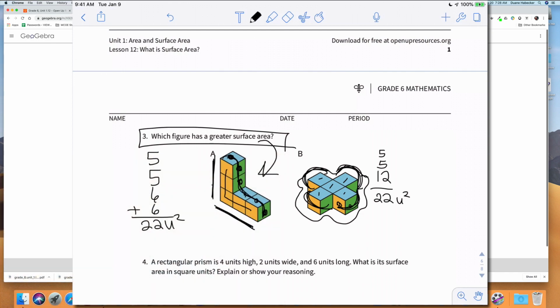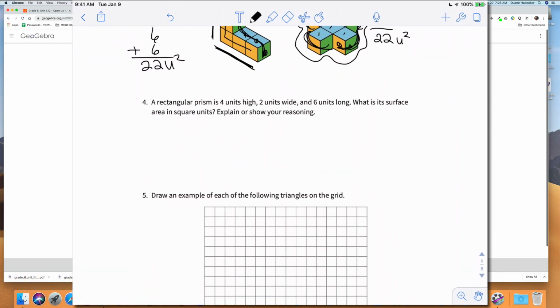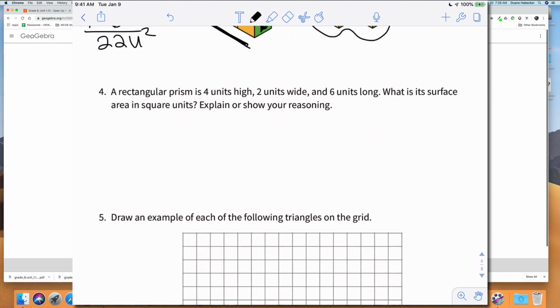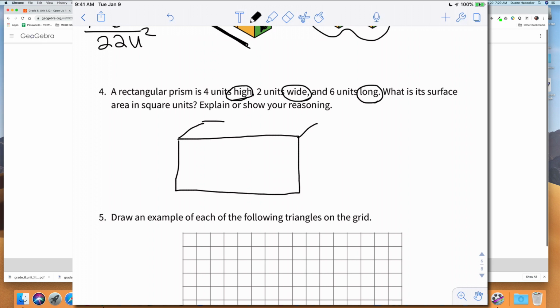So let's get back. So it says the regular prism, number 4, a regular prism is 4 units high, 2 units wide, 6 units long. What is the surface area in square units? So you might want to build this in GeoGebra, but I'm just going to kind of fake it with my drawing. And I honestly never know the difference between high, wide, and long. I kid you not. And I got my degree in math, so I think I'm okay.